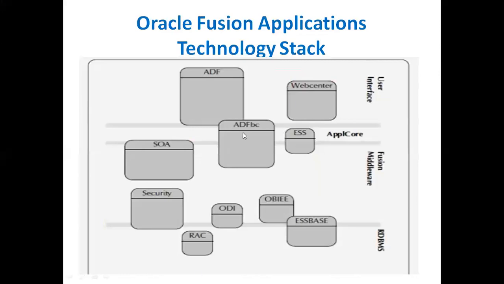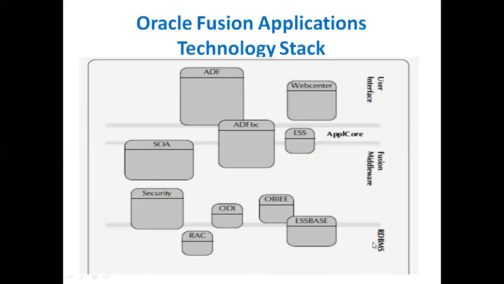And then ADF Faces and ADF services. This is Fusion middleware, where we will see service oriented architecture. These options we are going to see here. And security, nothing but the roles and other access. Here we will see security profiles and all. And RDBMS is nothing but our backend, the Fusion applications backend database.